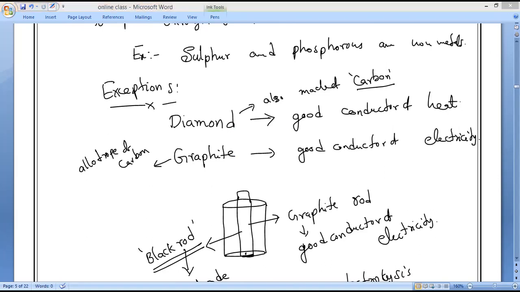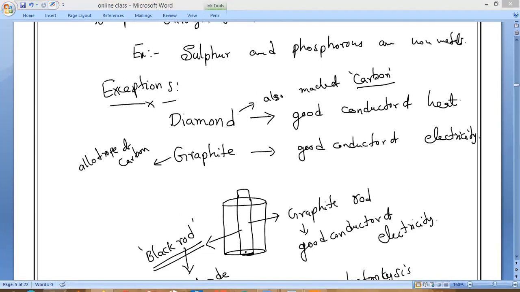That is why graphite we can use it as a what? We can use it as an electrode, in dry cells and all. Now I will show you a dry cell.